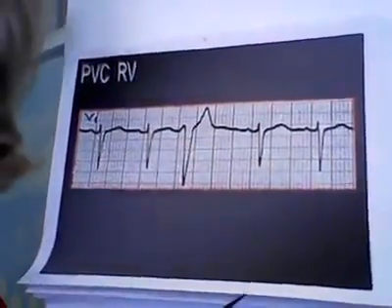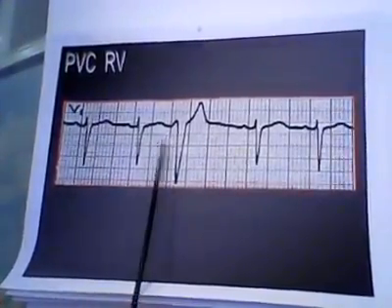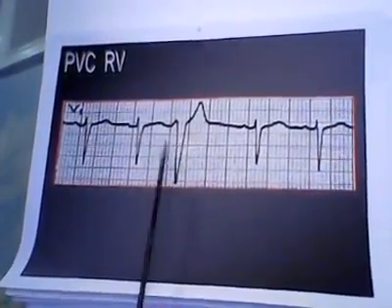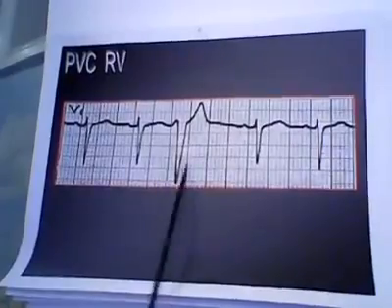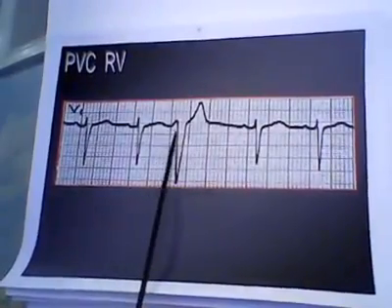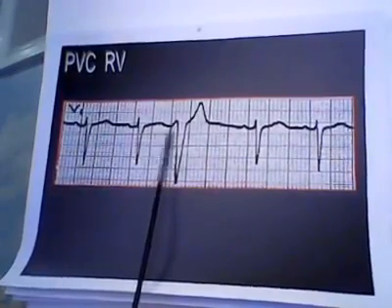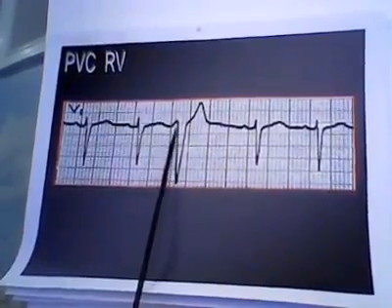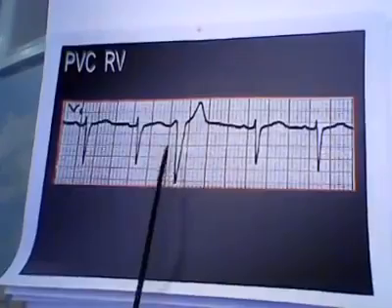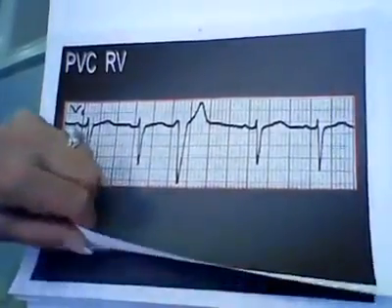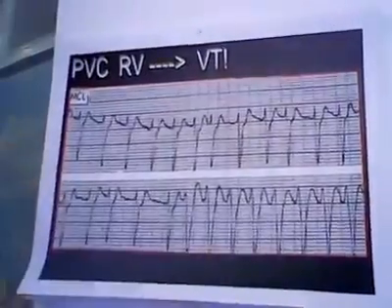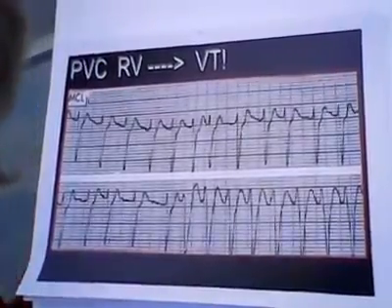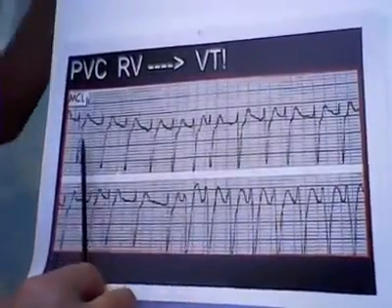This is a PVC from the right ventricle, right? A lot of people say, oh, change your bundle. No, he's not. It's a PVC. See, very wide R wave, narrow R wave, wide R wave. This is a PVC from the right ventricle. And I think I have one more. These are hard to come by, PVCs from the right ventricle.